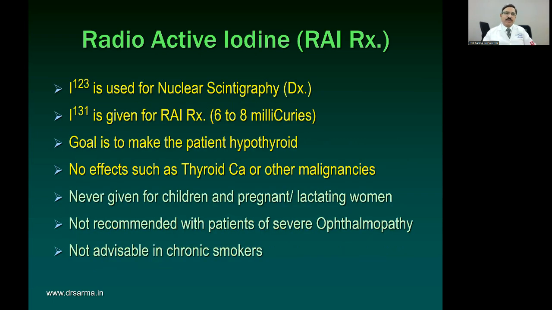Now, how much do I give for treatment? I-123 is used for scintigraphy and should not be used for treatment. I-131 has to be used for treatment. 6 to 8 millicuries is the dose, only a single dose. The goal is to make the patient hypothyroid and then supplement the thyroid. No effects such as thyroid cancer or other malignancies. Never given in children, pregnant and lactating women. Not recommended in patients with severe ophthalmopathy. Not advisable in chronic smokers.